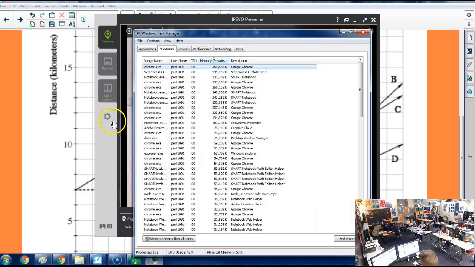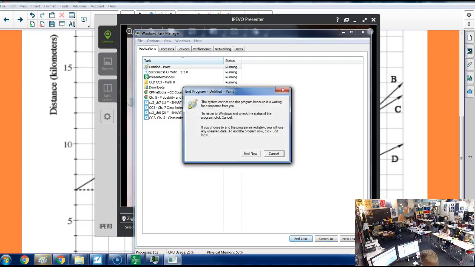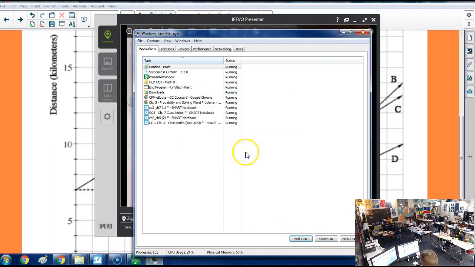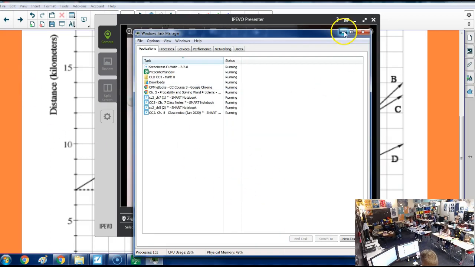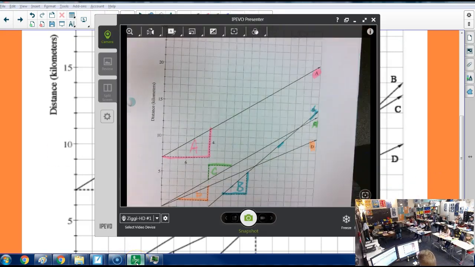My computer's broken. I'm trying to kill a task. Task manager. That's where you got frozen.